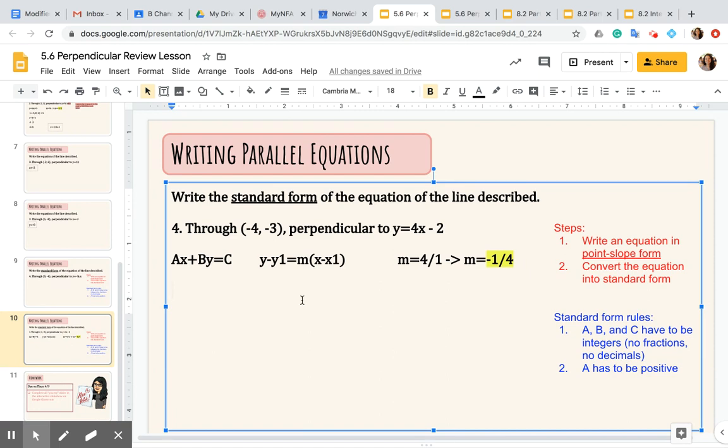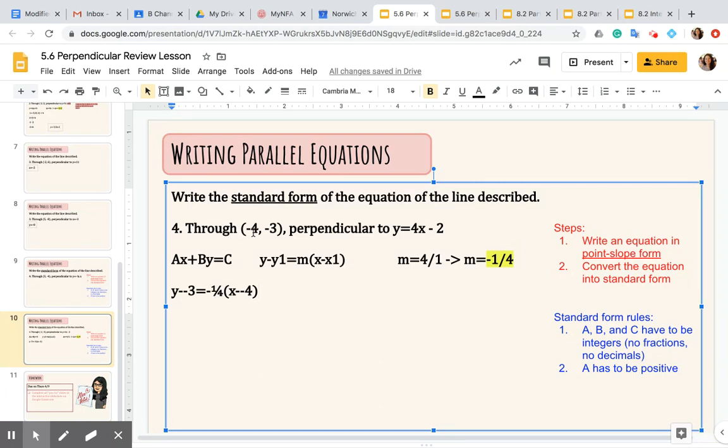So let's go ahead and write a point slope equation. It's going to be y minus, and I substitute the y value in, negative 3, equals, I substitute my m value that I want. In this case, it's now going to be negative 1/4. Open my set of parentheses, x minus, and I substitute the x value from this point.